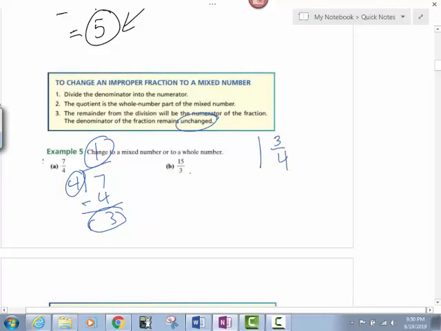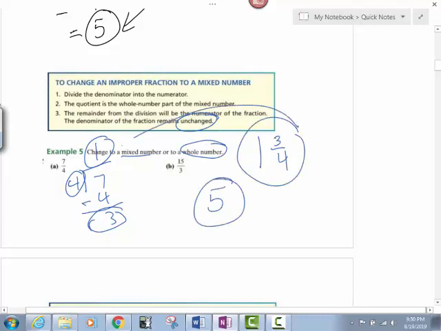Let's do the same thing for the next one. Now notice what it says. Change to a mixed number or a whole number. Well, I know 3 goes into 15 nice and neat just 5 times. So here's my answer for this one, and there's my answer for that one.